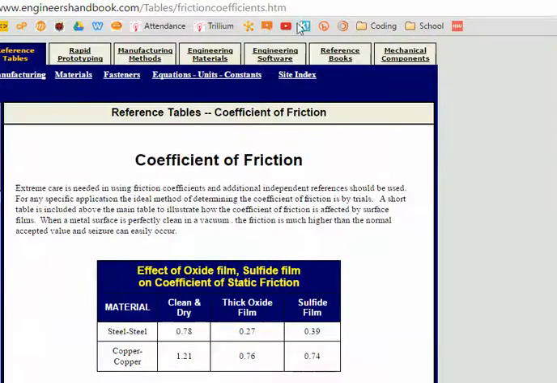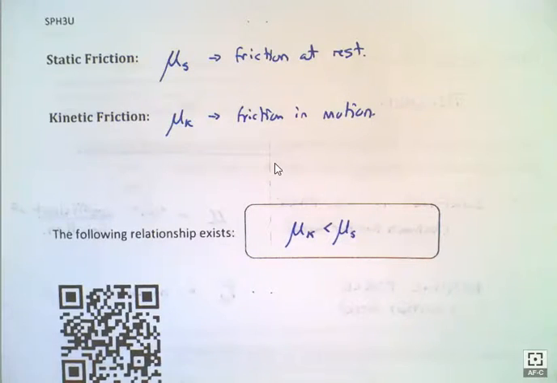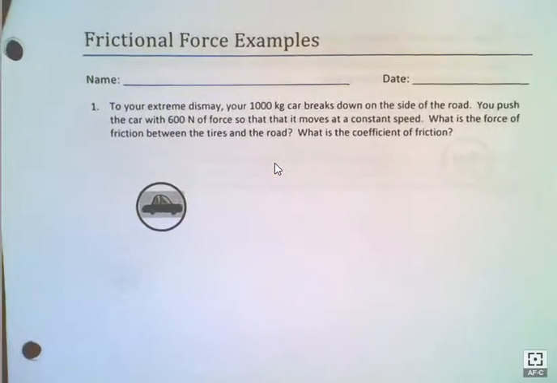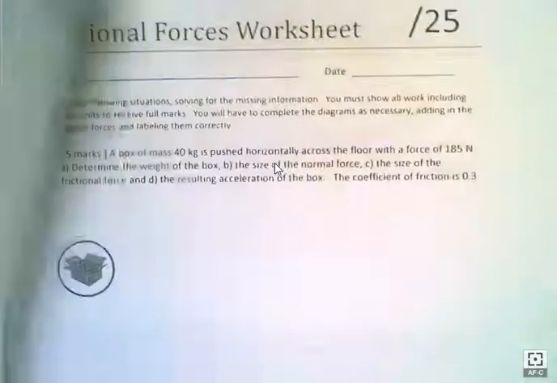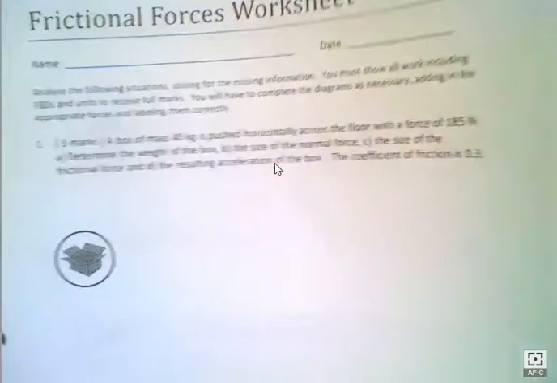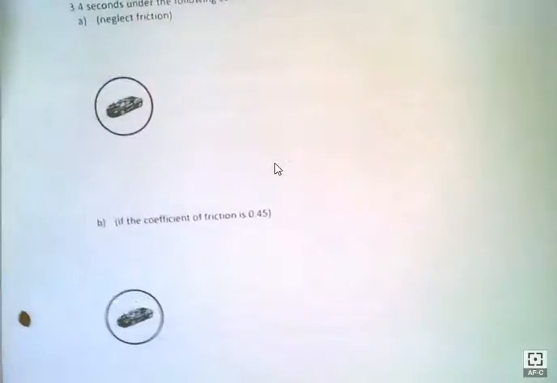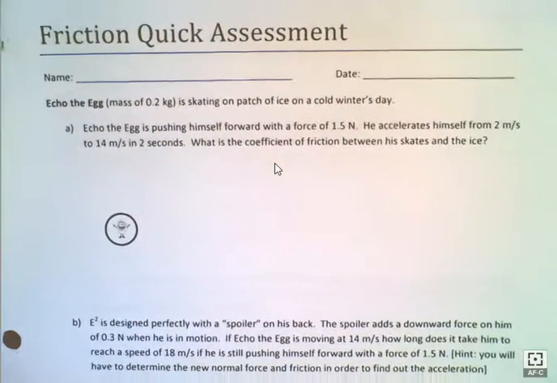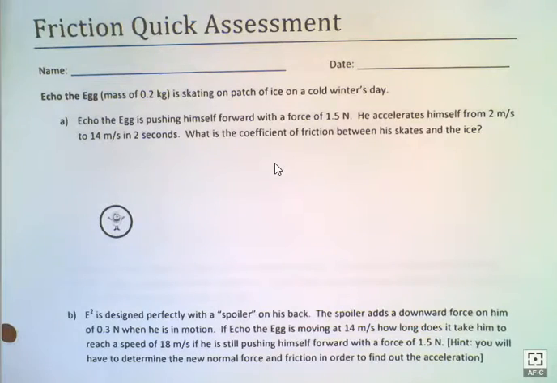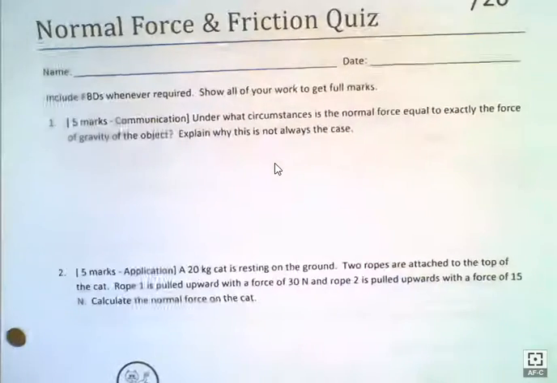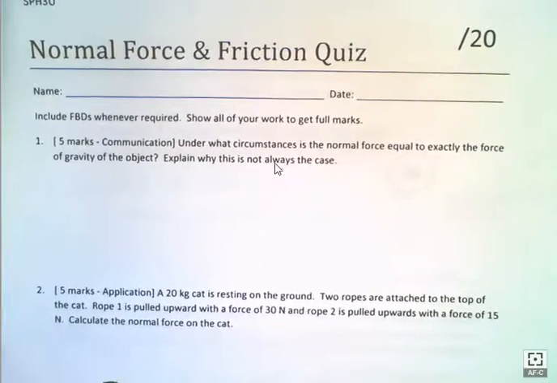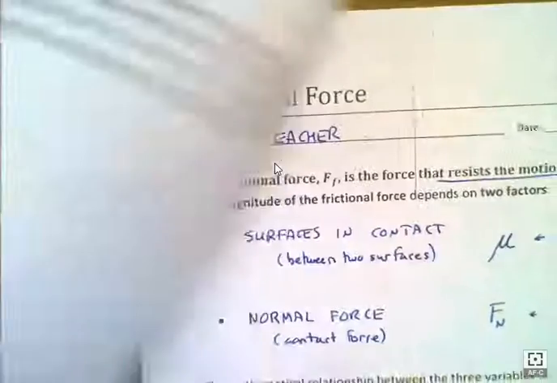Next, what we're going to do is look at a solution, and we're going to look at some problems and some examples of how to do them. So that's going to be our next little topic. After these examples, there's a worksheet that we're going to do for 25 marks. The worksheet's quite extensive. It's nice and has lots of different things there. There's a quick assessment, a friction quick assessment that we're going to do. You'll be working on the problems that are related to that. There's a normal force and friction quiz, which is actually just going to be done as a practice quiz and assignment. We're going to work through that, and that's the whole package for friction.